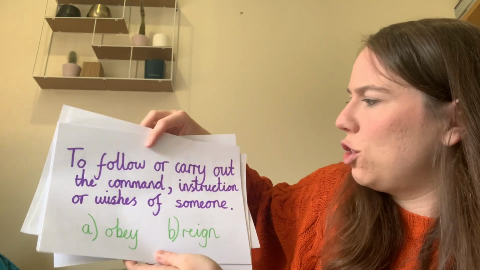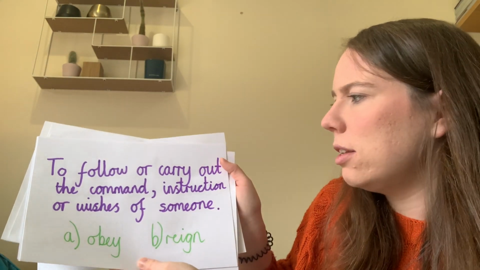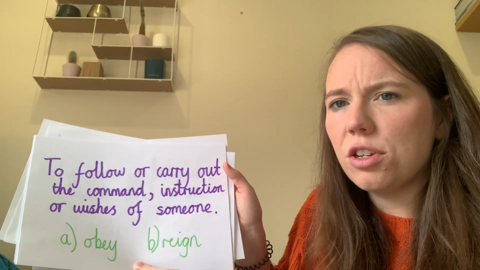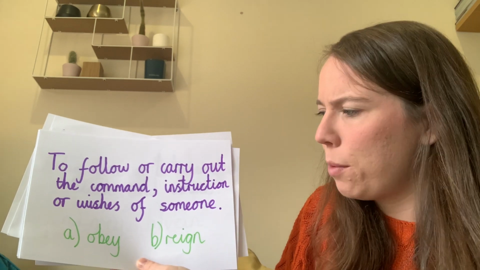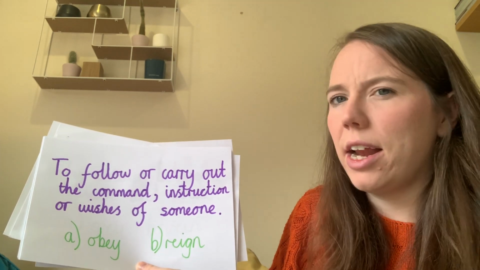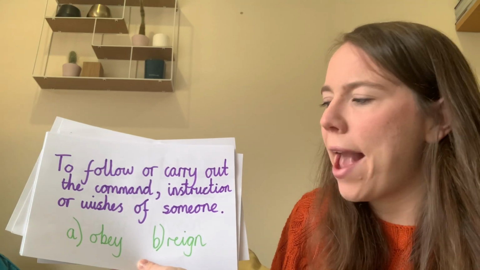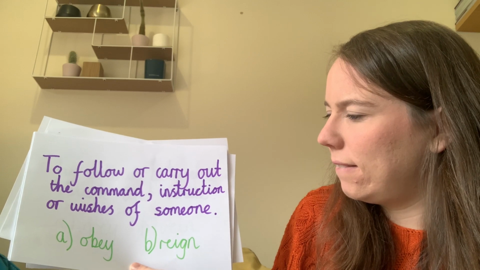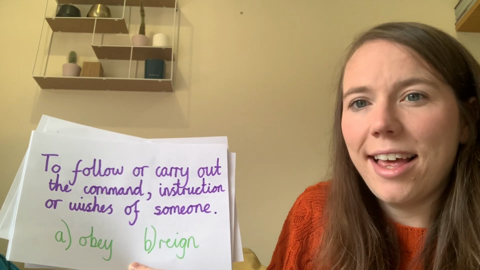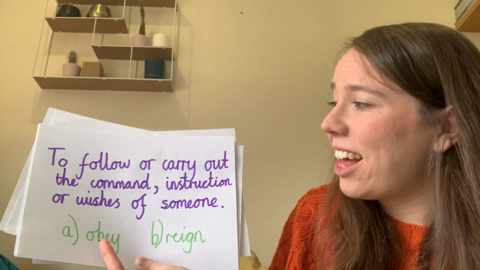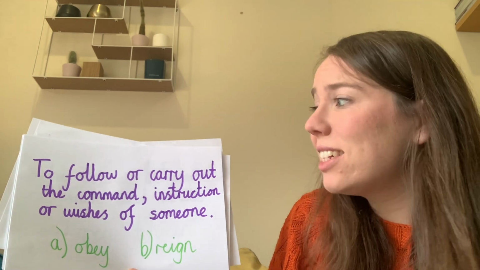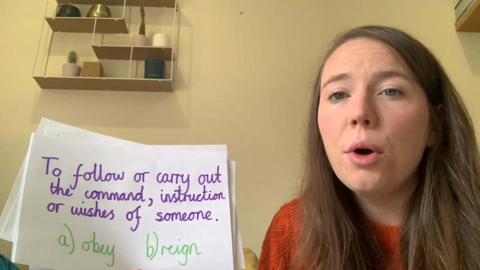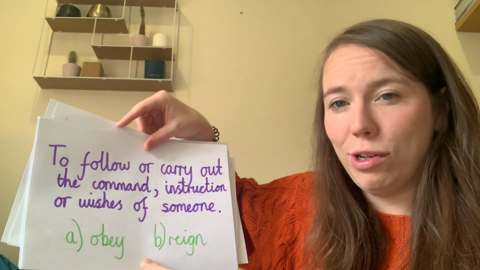The definition is to follow or carry out the command, instruction, or wishes of someone. Is that the definition of the word obey, A, obey, or B, reign? What do you think? Write down A, obey, or B, reign. Okay, you're right. That is obey. If you obey someone, you follow or carry out their instruction. You might obey your teacher or obey your parents, following their rules.